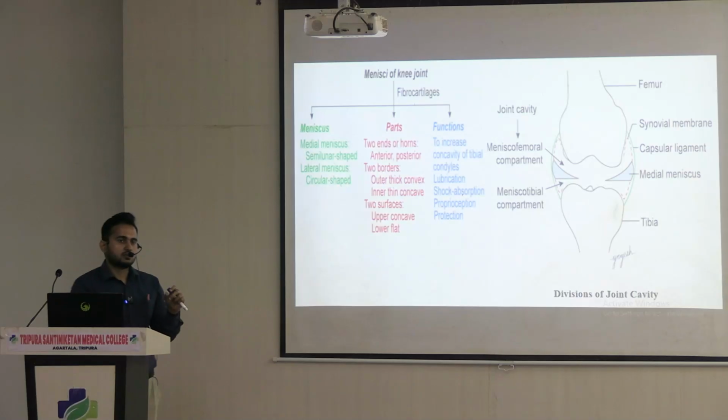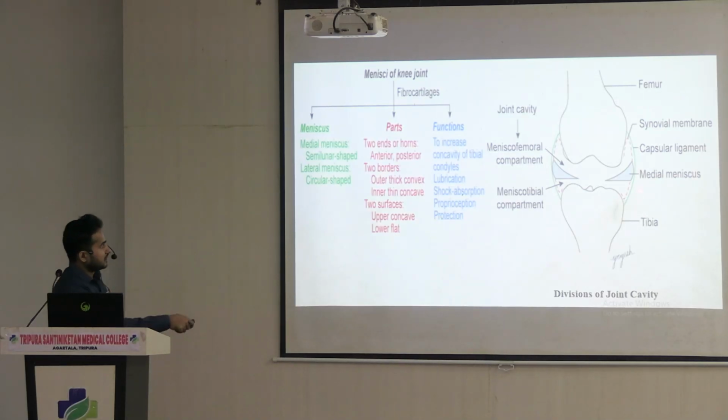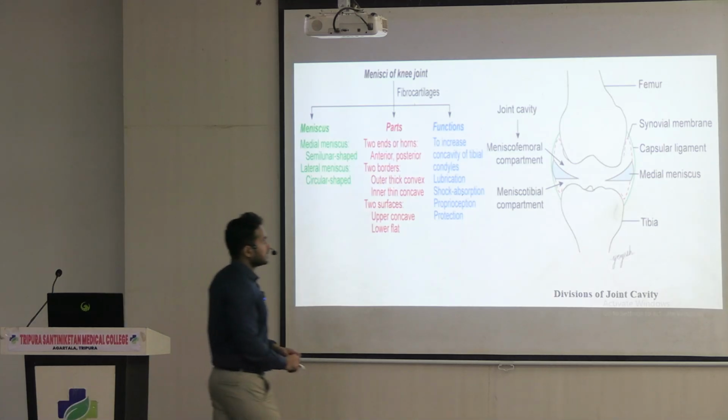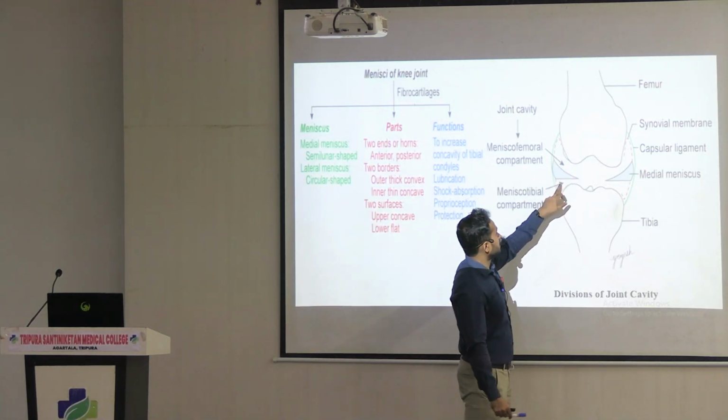Okay, so what exactly are those menisci? If someone asks you, what are those menisci? क्या होता है? These are pads of fibrocartilage. ये जो menisci हैं, these are the pads of fibrocartilage which are present in the knee joint. Okay, as you can see, this is the medial meniscus, this is the lateral meniscus. Okay, main function क्या है? Menisci का main function क्या है? To divide the joint cavity into two compartments. Okay, this is the upper compartment and this is the lower compartment.